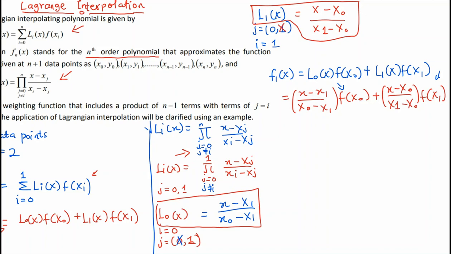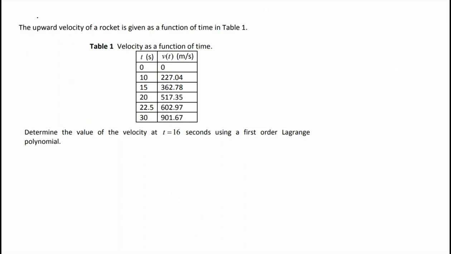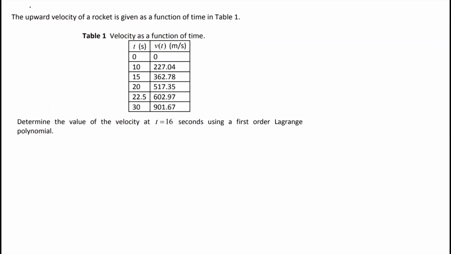I want us to take an example so that we can understand this better. I have this question here which says that the upward velocity of a rocket is given as a function of time in table 1. So this is the table. The question says to determine the value of velocity at time t equals 16 seconds using a first order Lagrange interpolation. A first order Lagrange interpolation means that our n is equal to 1, right? If our n is equal to 1, then how many data points are you going to have?